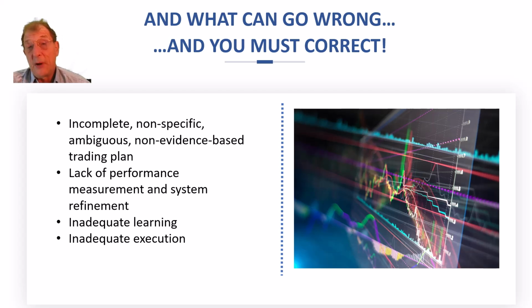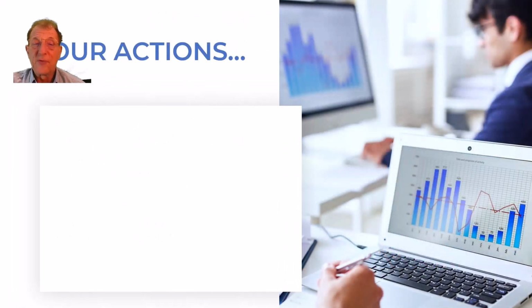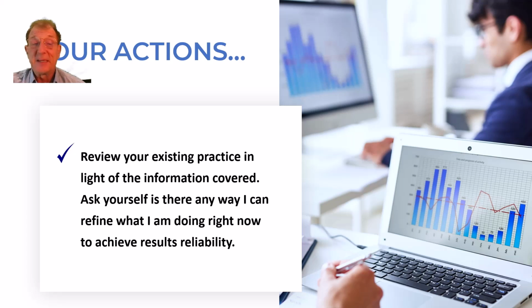So we've outlined the key things that can go wrong, most of which are in your control. And if there are any gaps in your game, then you must look to correct them. It's really that simple. So go forward from here. Review your existing practice in the light of the information covered in this video. Ask yourself, is there any way I can refine what I'm doing now to achieve results reliability, or at least move towards that step by step?